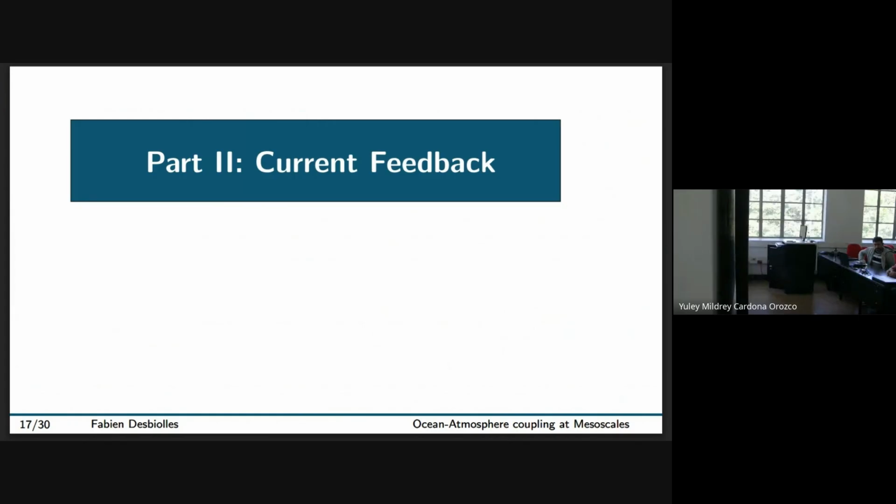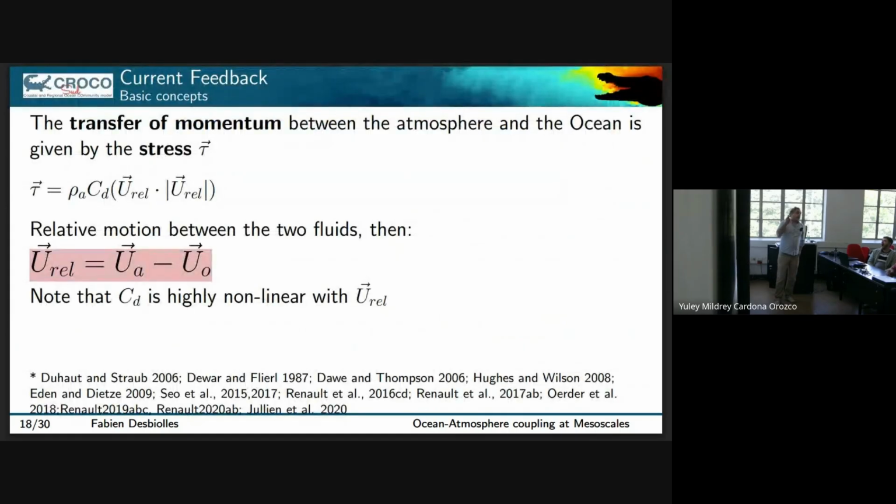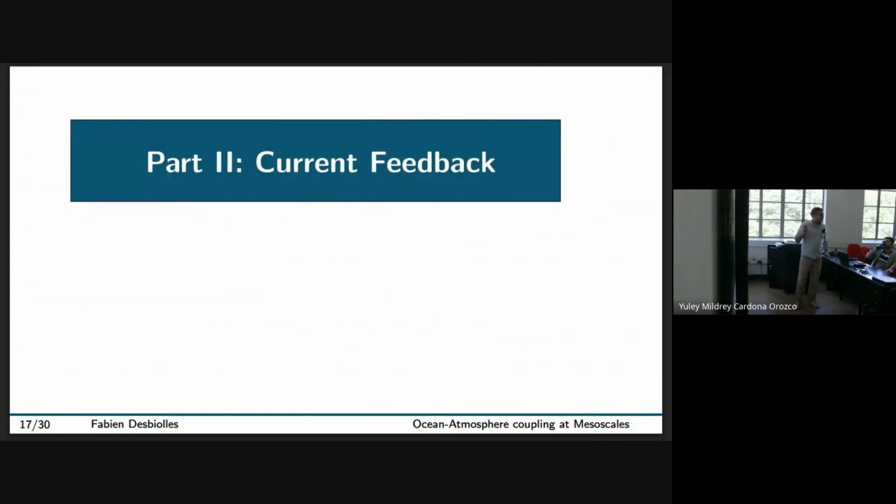Okay, let's talk about current feedback now. So we've seen the thermal feedback. Now is a mechanical feedback between the ocean and the atmosphere, which is called the current feedback. If I understood well, the coupling coefficient is larger if there's no temperature difference between air and sea? Yes, when it's a neutral stability. Same temperature? Yes, yes. Which is quite rare though, but okay. It happens.